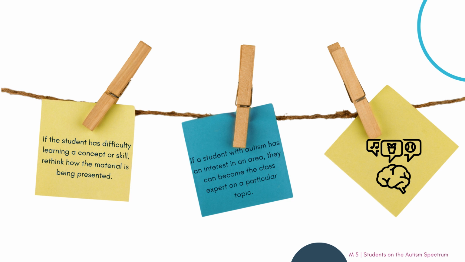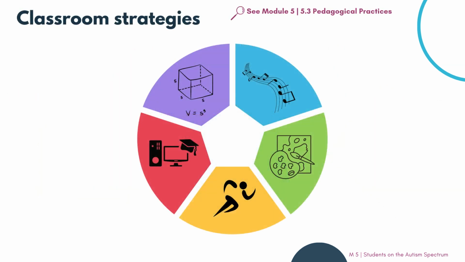It is also essential to keep in mind that if a student with autism has an interest in an area, they can become the class expert in a particular subject. This can be a way of allowing that student to shine, as well as providing an opportunity for motivation by using their particular area of interest to motivate flexibility or willingness to learn new subjects. Learn more about teaching strategies and practices for specific lessons in Module 5 of the Handbook plus Inclusive Education, Chapter 5.3.